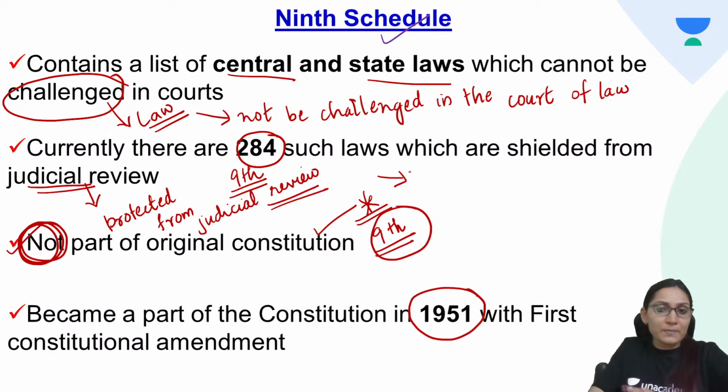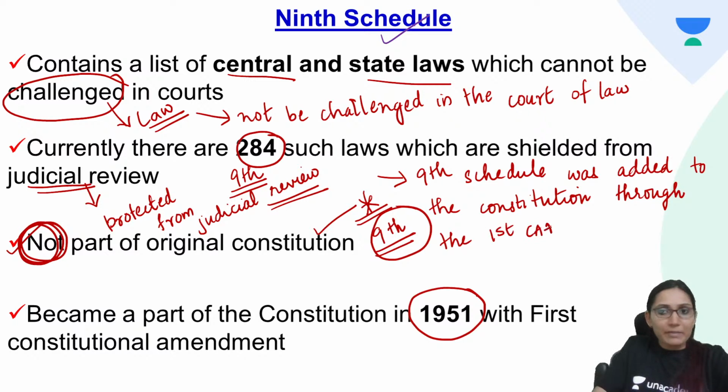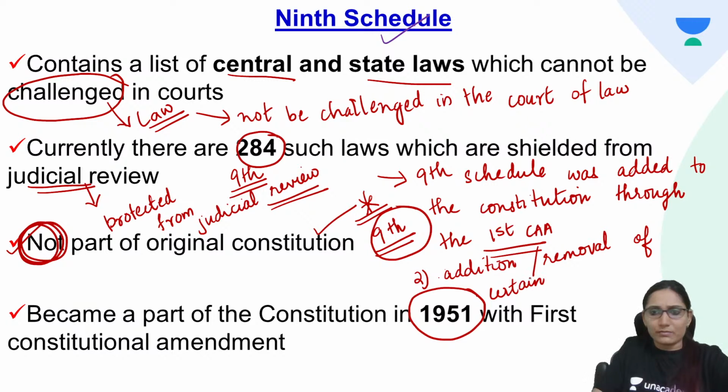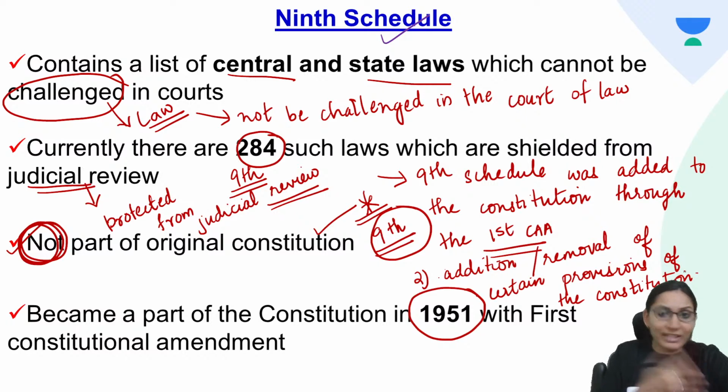So, I'll write it down for you. First point, the 9th schedule was added to the constitution by the first Constitutional Amendment Act. Okay. Second thing is that a constitutional amendment means addition or removal of certain provisions of the constitution. So, this is the constitutional amendment. What is constitutional amendment and what is the 9th schedule? How did it come up? It came up through the first Constitutional Amendment Act. Do not forget this. It can be a prelims question.